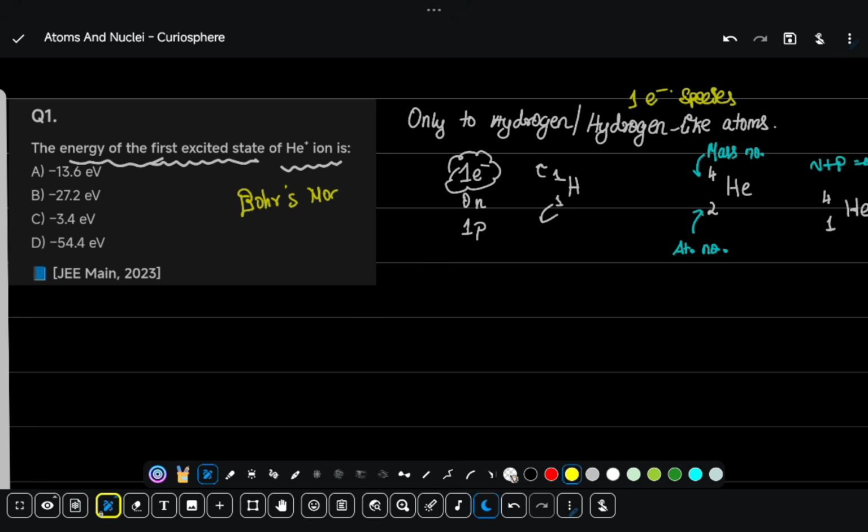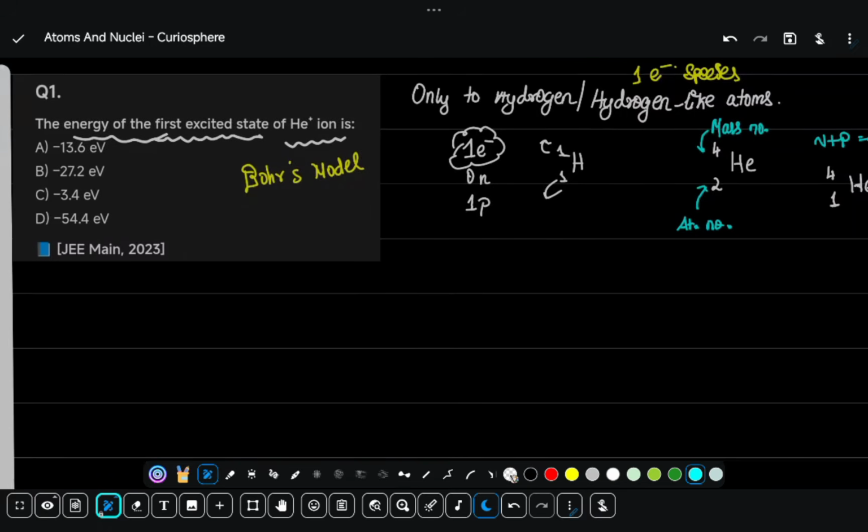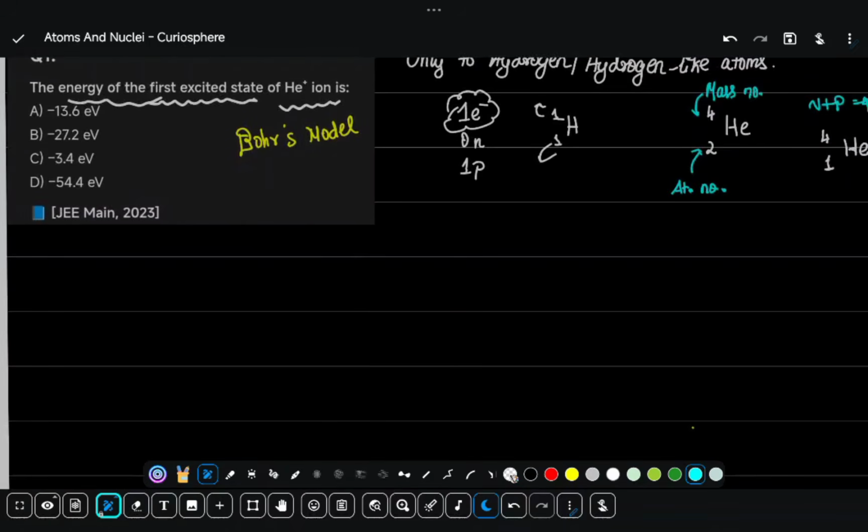Bohr's model can be applied. Now what is the formula? I have got the concept, now I have to remember the formula. What is the formula for the energy of the nth orbit? E is equal to minus 13.6, what is the factor? Z squared by n squared, electron volt, right?